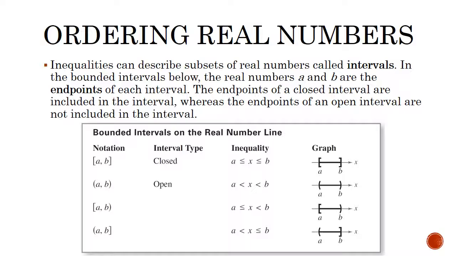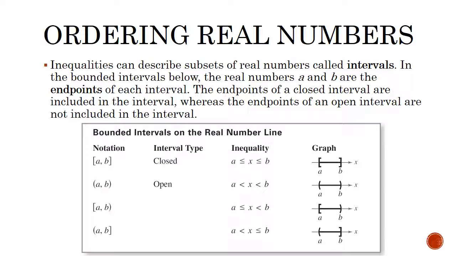Okay, a little word about ordering. It says that inequalities can describe subsets of real numbers called intervals. In the bounded intervals below, the real numbers A and B are the endpoints of each interval. The endpoints of a closed interval are included in the interval, whereas the endpoints of an open interval are not included. Okay, a few things there.